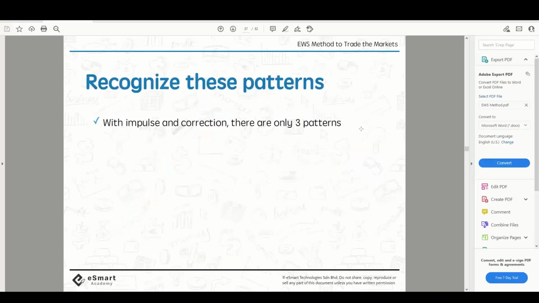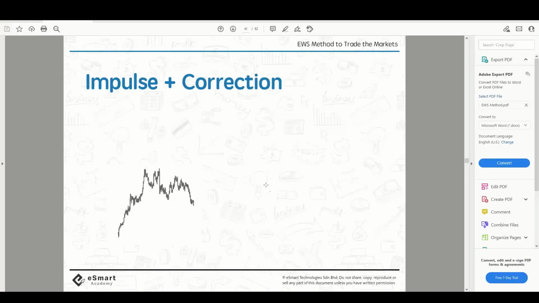Once you're able to do that, all you need to do is have the ability to identify these three patterns over here. First up we have the impulse plus correction. Second, we have two impulses together, and the third is basically impulse plus crawl. Let me show you some examples very quickly.